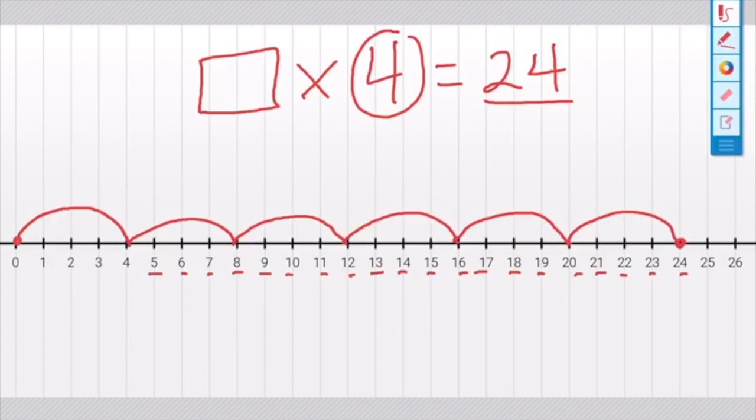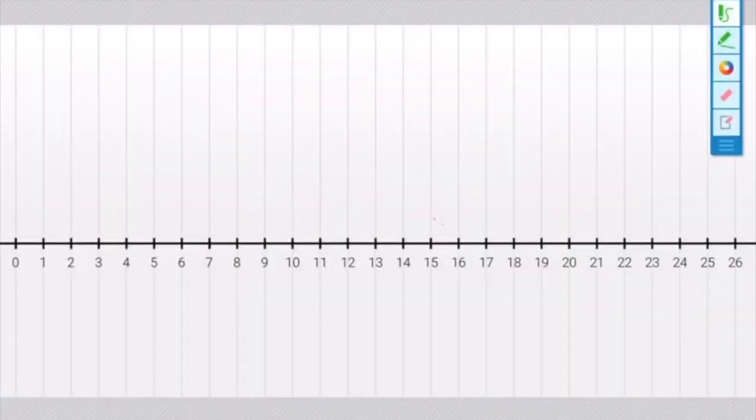My missing factor is not 24. It's how many times I made the jump. So I had 1, 2, 3, 4, 5, and 6. So 6 is my missing factor. 6 times 4 equals 24. And then to erase it, there's an eraser down below that you can use.